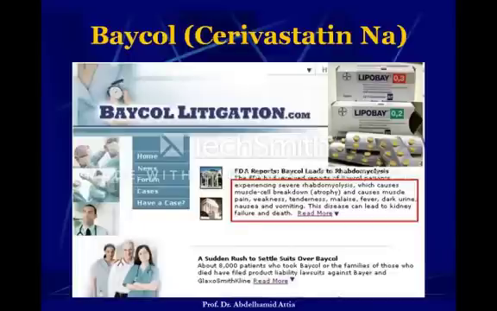Baycol, a drug for lowering cholesterol level, caused rhabdomyolysis. The myoglobin precipitated in the renal tubules and led to renal failure, and it was withdrawn. What does this tell us? What do you think about these new drugs?